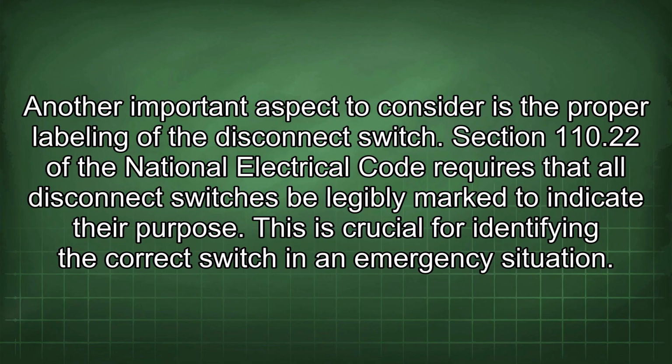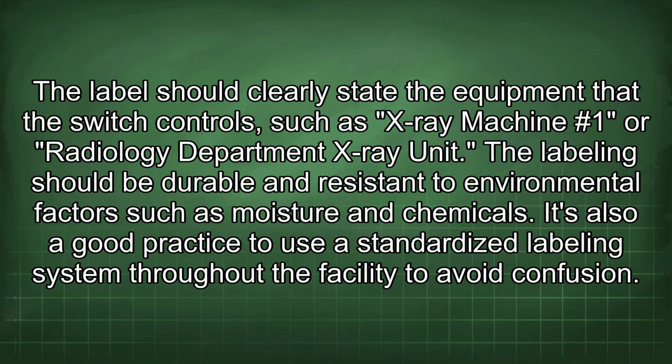Another important aspect to consider is the proper labeling of the disconnect switch. Section 110.22 of the National Electrical Code requires that all disconnect switches be legibly marked to indicate their purpose. This is crucial for identifying the correct switch in an emergency situation. The label should clearly state the equipment that the switch controls, such as X-ray machine #1 or radiology department X-ray unit. The labeling should be durable and resistant to environmental factors such as moisture and chemicals. It's also a good practice to use a standardized labeling system throughout the facility to avoid confusion.